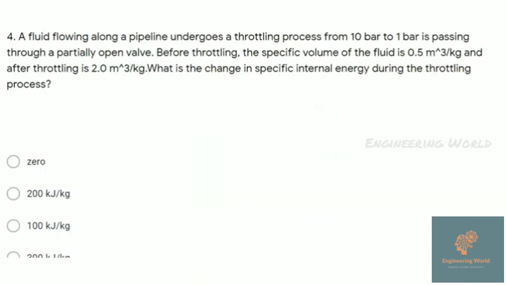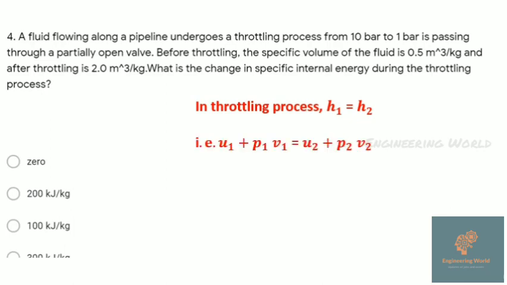Then the next question. A fluid flowing along a pipeline undergoes a throttling process from 10 bar to 1 bar, passing through a partially open valve. Before throttling, the specific volume of the fluid is 0.5 meter cube per kg and after throttling it is 2 meter cube per kg. What is the change in specific internal energy during the throttling process? In a throttling process, enthalpy is constant, so the change in enthalpy is 0. So H1 is equal to H2. We know that H is equal to U plus PV, where U is internal energy, P is pressure, and V is specific volume. So U1 plus P1 V1 is equal to U2 plus P2 V2. By putting in all the values, we get U2 minus U1, or U1 minus U2, is equal to 300.